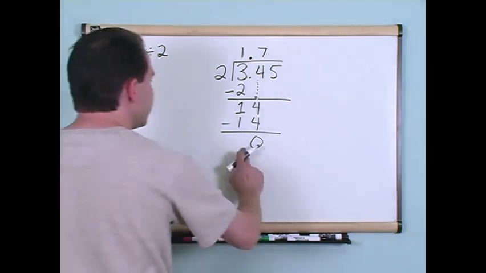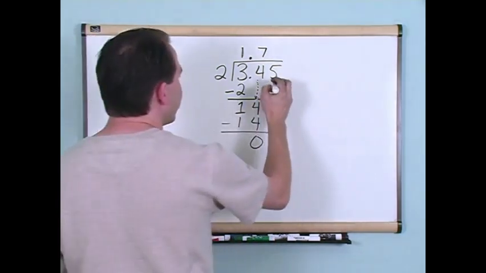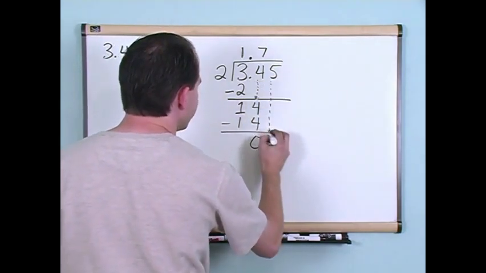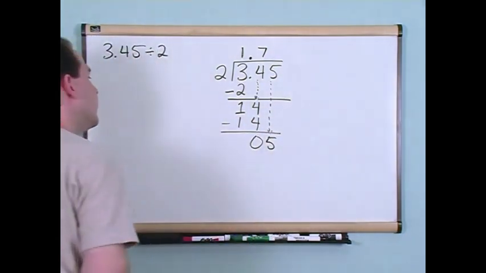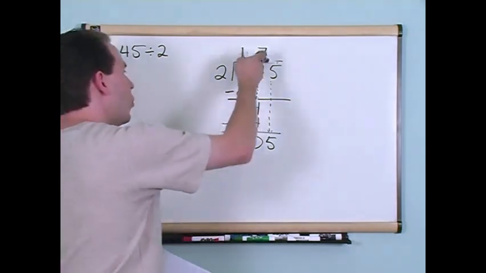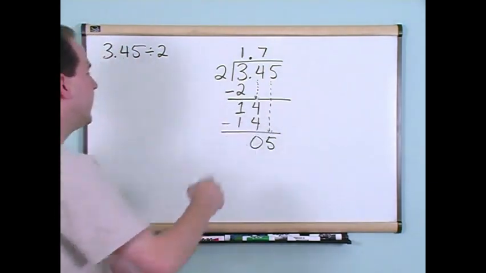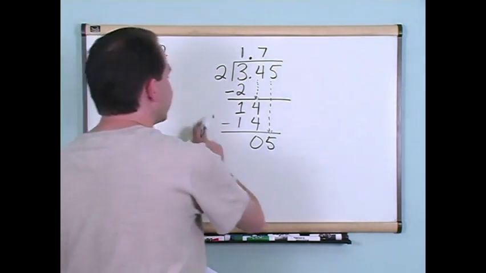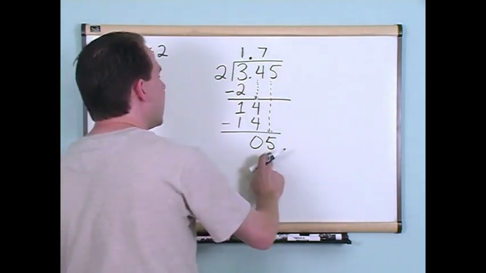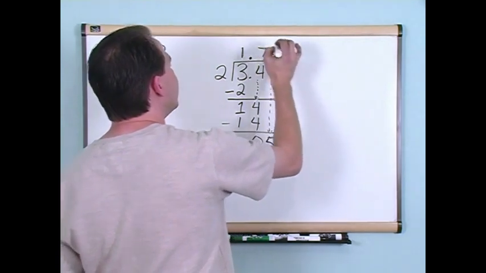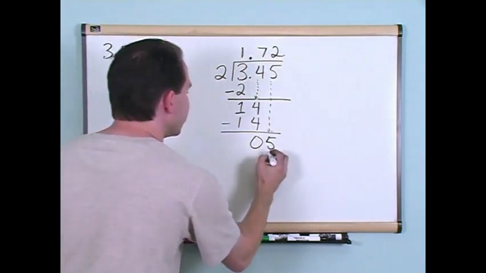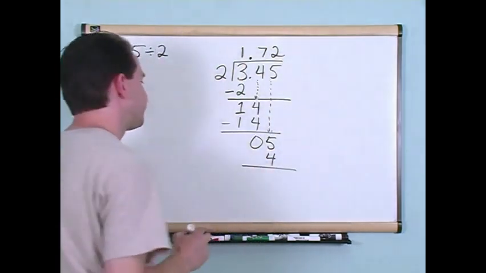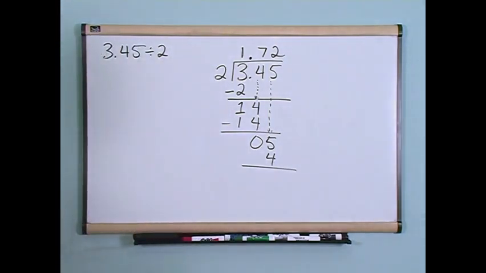Can 2 go into 0? Well, no, of course it can't, but before we give up, we're going to drop down this 5. We're allowed to drop down one number from the next column anytime you can't divide what you have here. We ask ourselves, can 2 be divided into 5? The answer is yes, it can go 2 times, because 2 times 2 gives us 4.